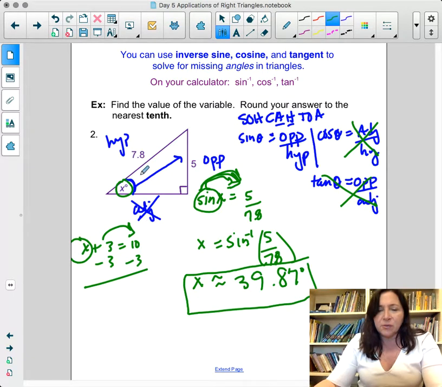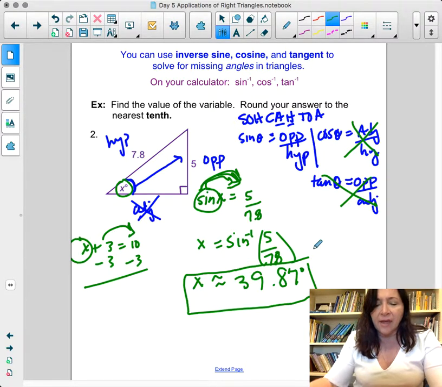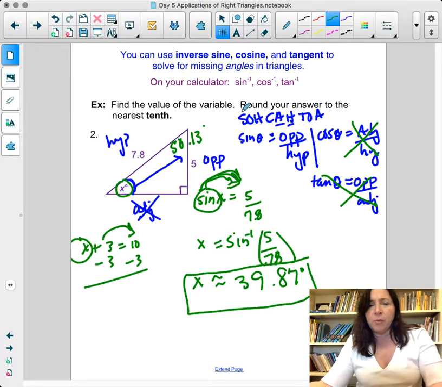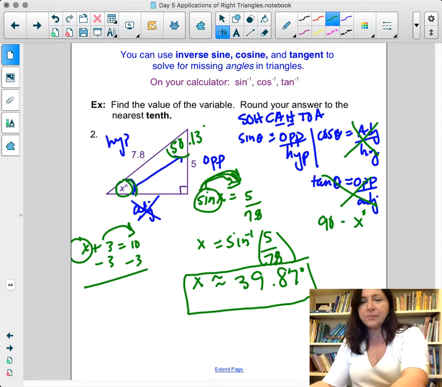So that's angle X, which is right here. And a lot of times you're going to have to solve for both angles. So just know that if one of your angles is 39.87, all you have to do is go 90 minus 39.87, and that's going to give you 50.13. So this other angle, if they were asking me for that, is 50.13 degrees, because you just remember, you take 90 degrees because this angle and this angle are going to add up to 90. And you just say 90 minus whatever your X value was, okay?